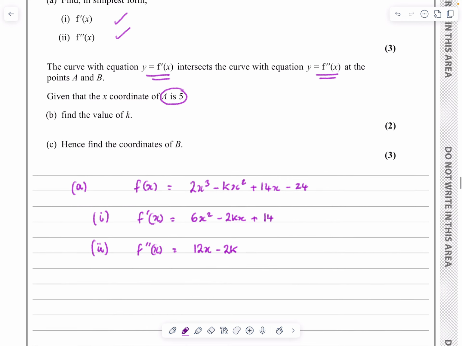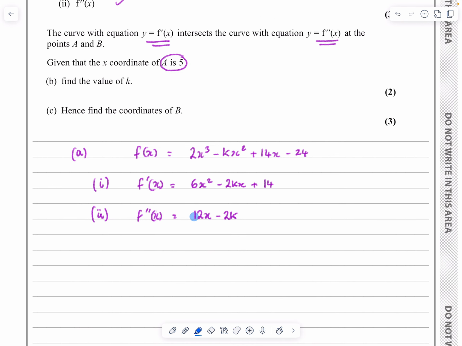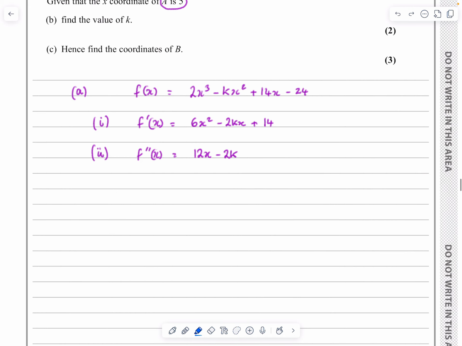Right, I know exactly what I'm going to do now then. I'm going to put this equal to this. I'll get some equation which I'll need to solve, but because I've got x's and k's in there, I know that x equals 5 will be a solution, so it means I'll be able to work out k. Let's tell the examiner what I've just told you.